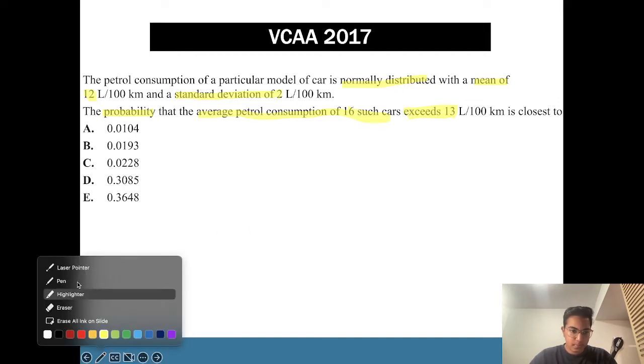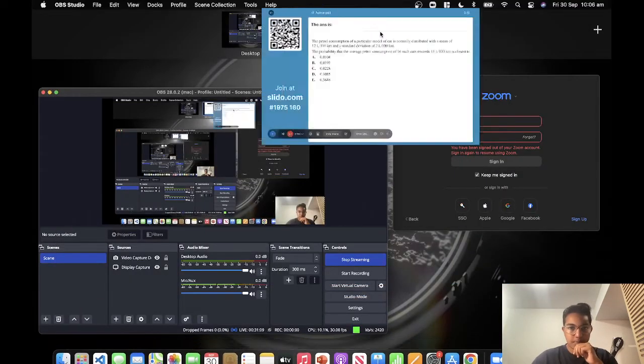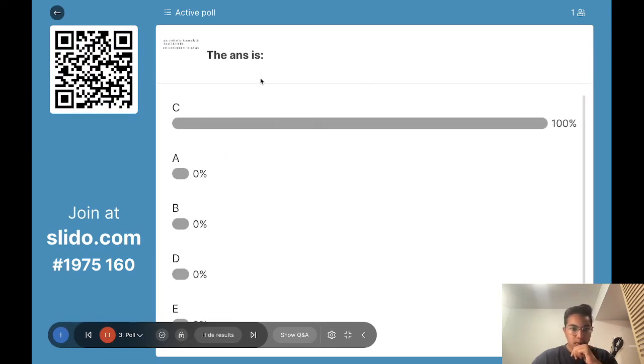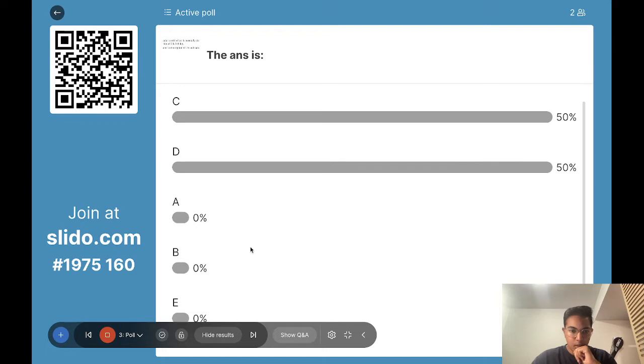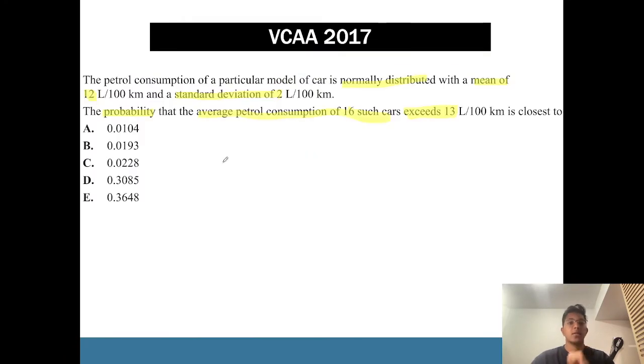I'll give you guys a couple more seconds and then we'll work through our solution. Okay. Hopefully that was enough time. So show results. We've got one person who's gone for C and another person who's gone for D. Alrighty, I'm going to reveal the answer. Actually, I'll reveal the answer at the very end.